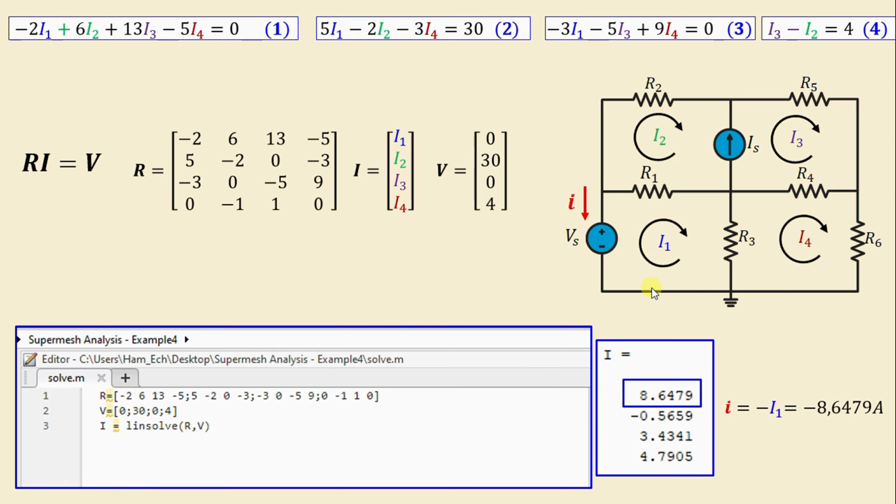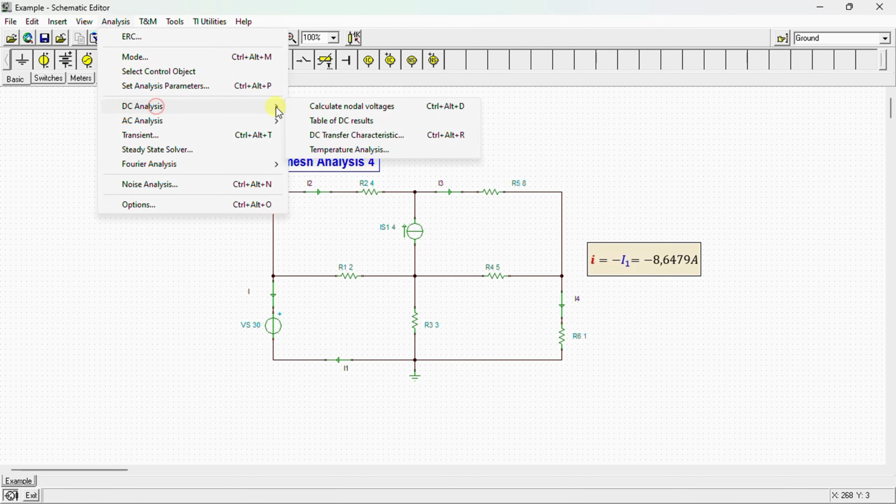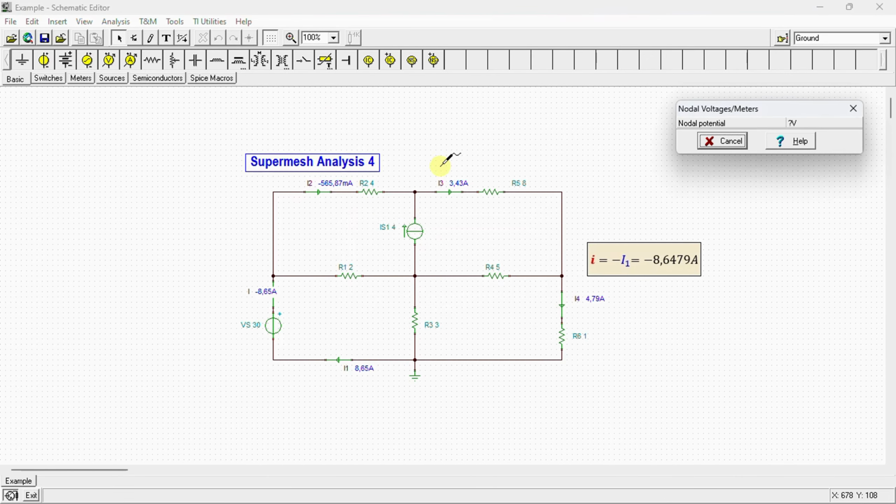After completing the calculations, we conduct a simulation using SPICE to verify our results. Now let's proceed to the SPICE environment. Here is our network drawn in the SPICE simulator. This is the current I we are looking for. If we go to Analysis, Calculate Nodal Voltages, we can see here that the current I is equal to negative 865 amps. It is almost the same value we obtained by calculation.